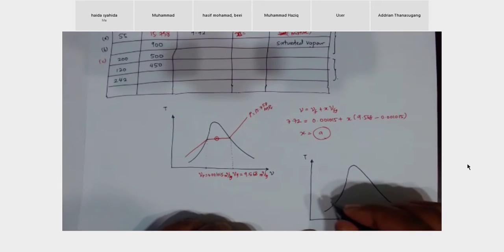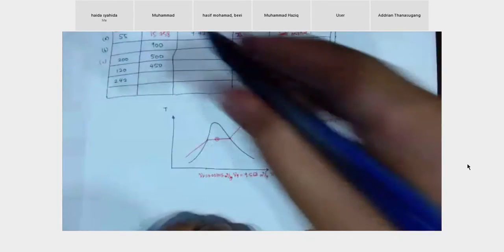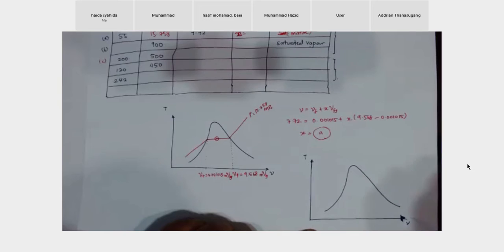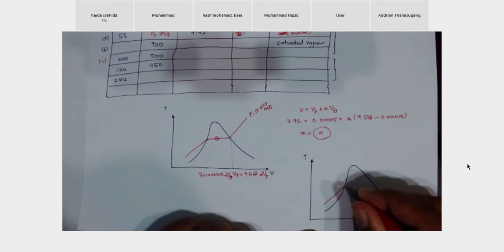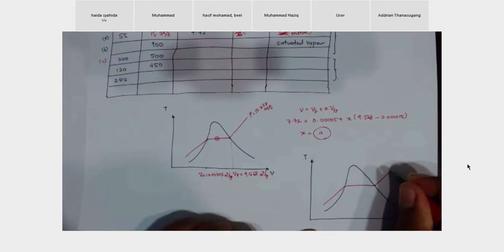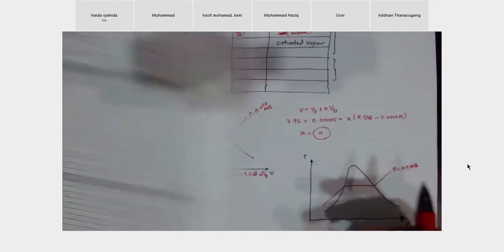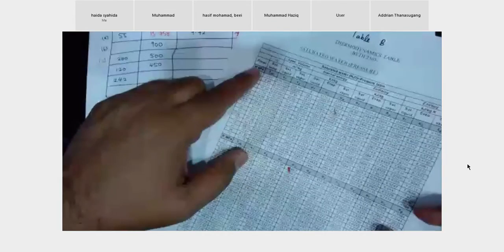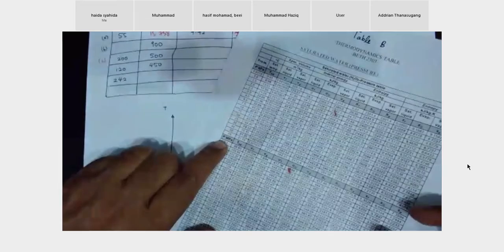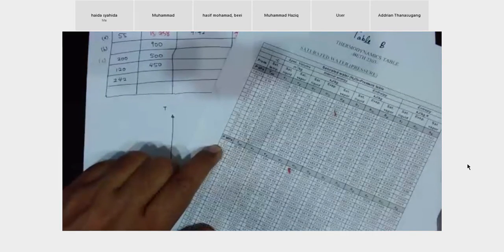Okay? So now dia bagi you 0.9, so you can draw straightly P equals to 0.9 megapascal. Why did I ask you guys what is it in megapascal? Because the table here is in kilopascal and megapascal.